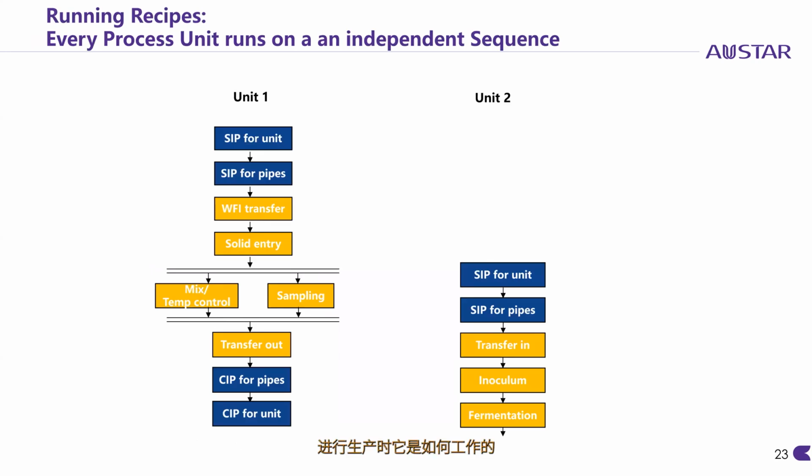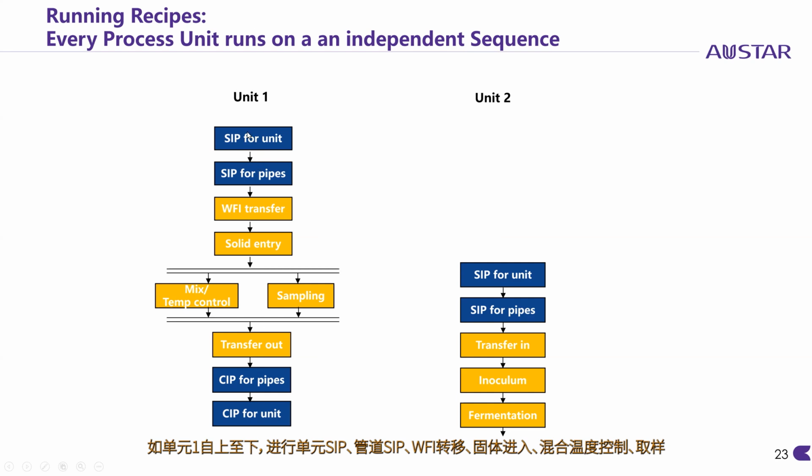So how does this now work when we produce? Every unit, like every fermenter, for instance, runs on an independent sequence. So you can imagine that when we produce, unit 1 goes through from top to bottom. We do sterilization in place for the unit and for the pipes, then we transfer water, we put the solids in, and then we mix and temp control at the same time as we do some sampling. When that is done, we go to transfer out, and then we clean the pipes and clean the unit.